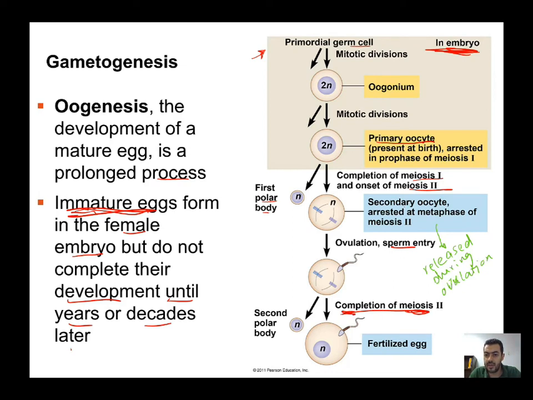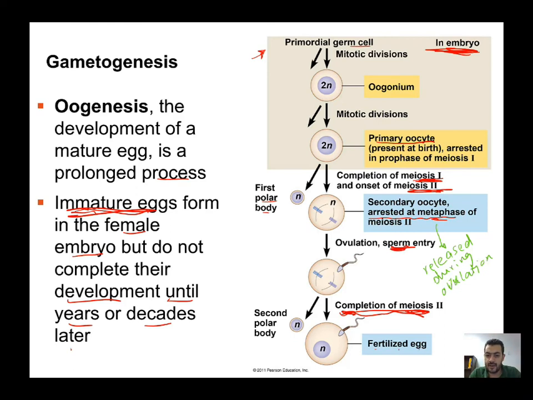Remember, we have gone through meiosis 1 and we started meiosis 2, but it has been arrested at the metaphase. I'm not going to go into the details of meiosis 2, but it has been arrested in one of the stages of meiosis 2. Let's say it this way. It will be completed only if the oocyte is being fertilized by a sperm. So now we will have the fertilized egg.